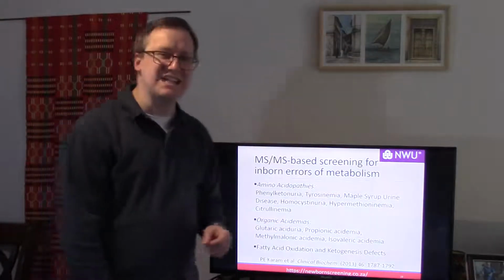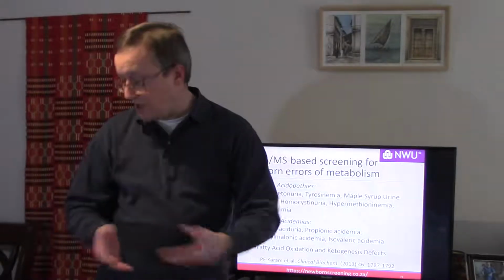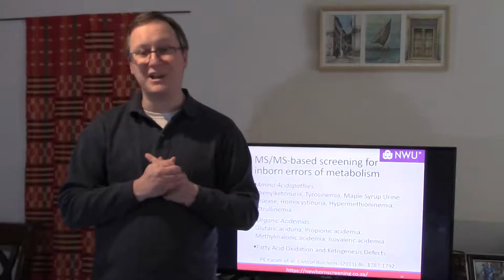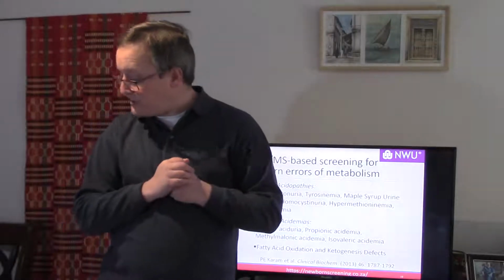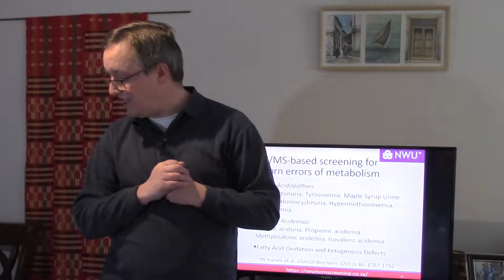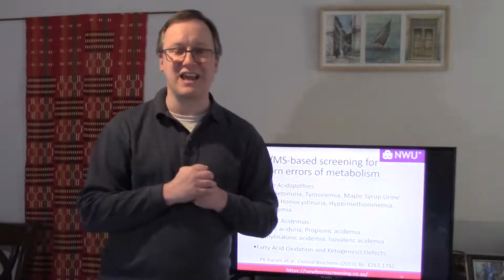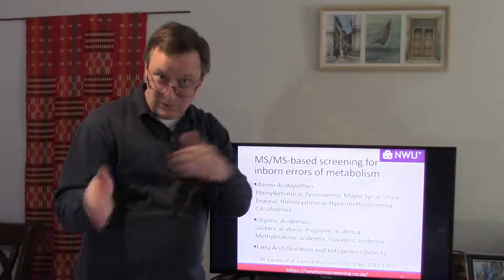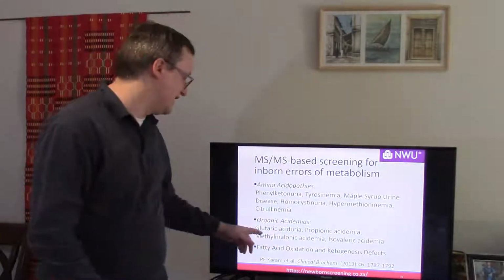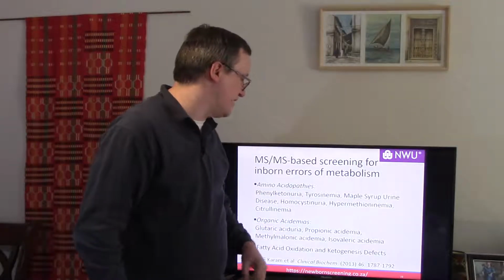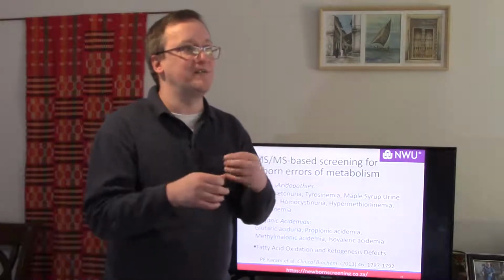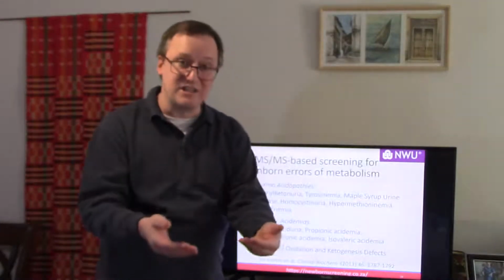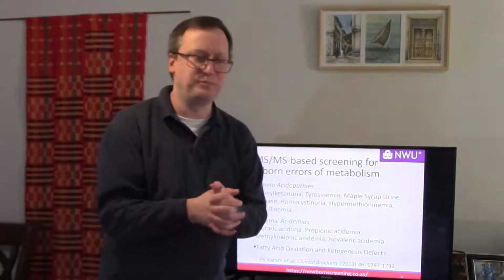The organic acidemias relate to organic acids. So we have glutaric aciduria, propionic acidemia, methylmalonic acidemia, and isovaleric acidemia. Okay, so some of these, again, are related to amino acids, things like glutaric aciduria. These are examples of other types of organic acids that are used as intermediates for constructing other compounds.